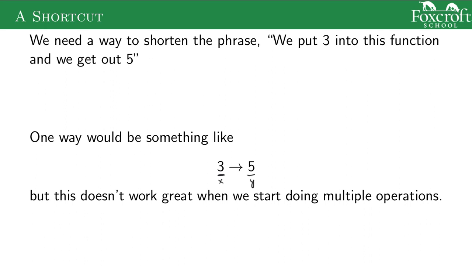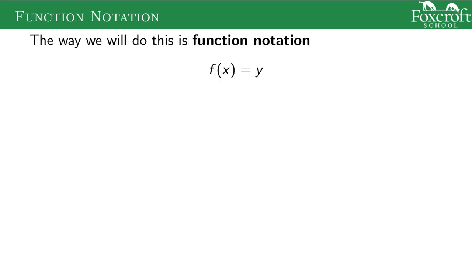But once I start doing multiple operations with functions or trying to do functions in other scenarios, this arrow is not a great notation because arrows can get kind of confusing, especially if I had like times 2 there. Is the 2 part of the function thing or is it after? So I just want to figure out a better notation for saying I put this into my function and I get out that. And the thing we're going to use is called function notation.